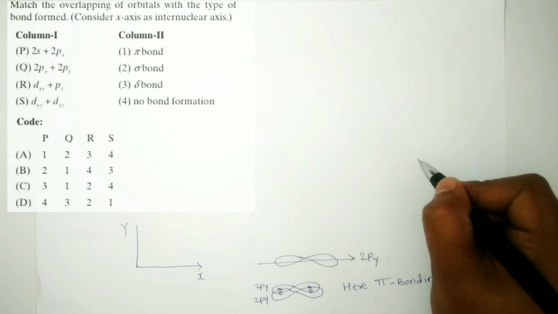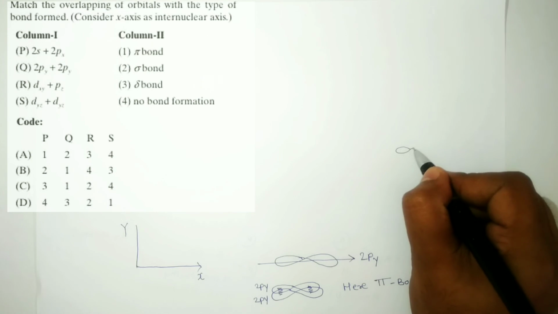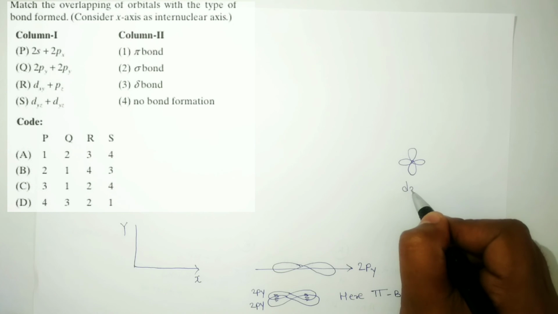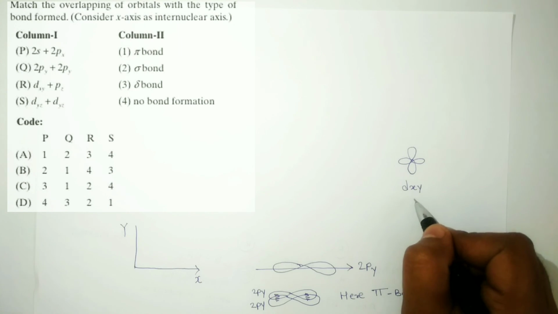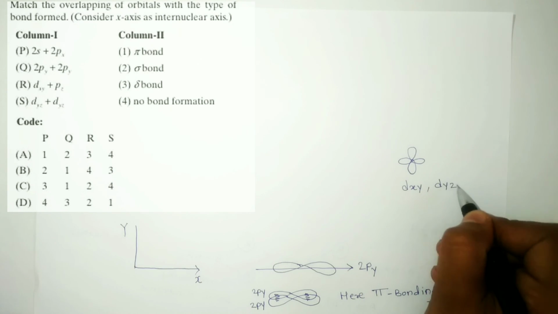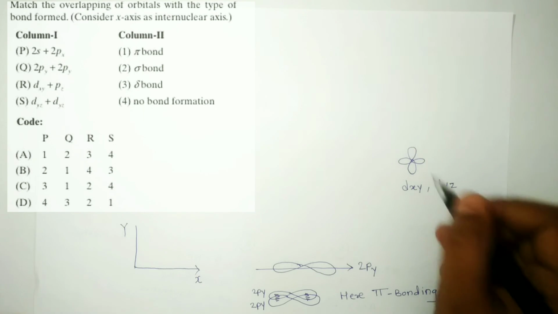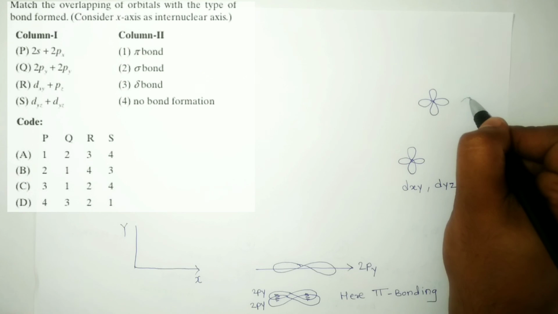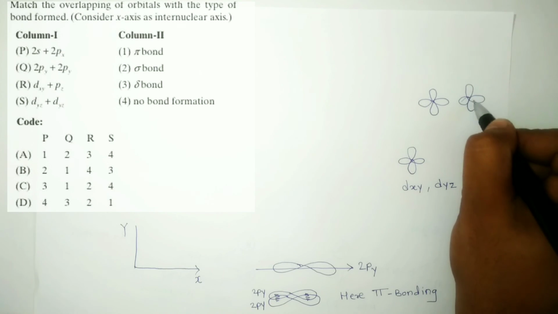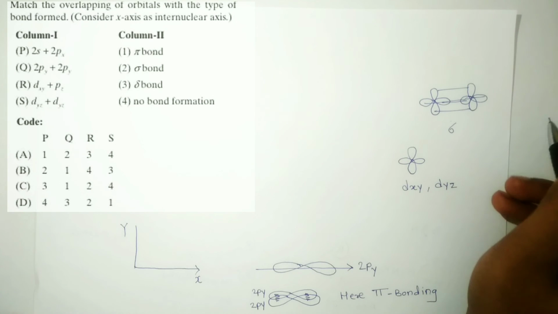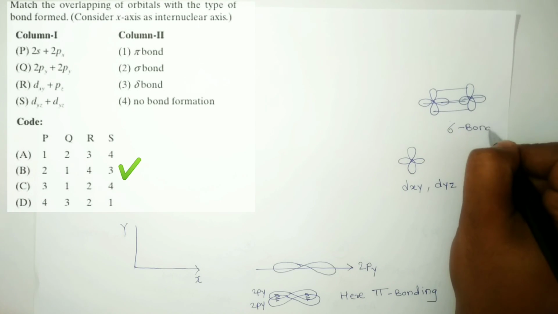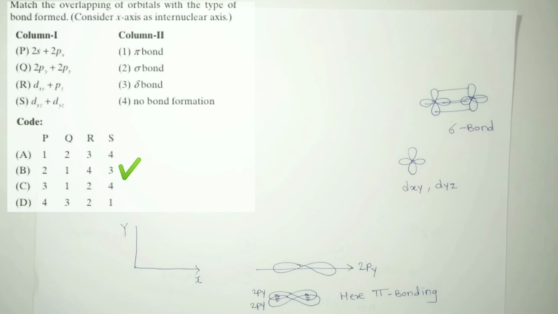So now we are going to check for the delta bond. A delta bond is a bond type which is formed by only d orbitals, because a d orbital contains 4 lobes. The intermolecular delta bond is formed between dyz and dyz orbitals. So here option B is the correct option.